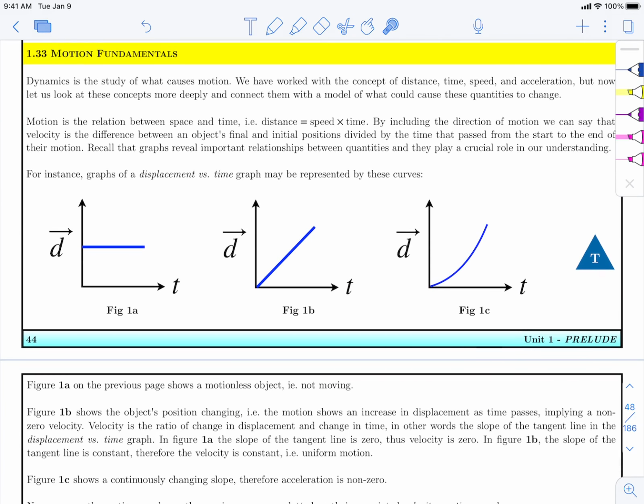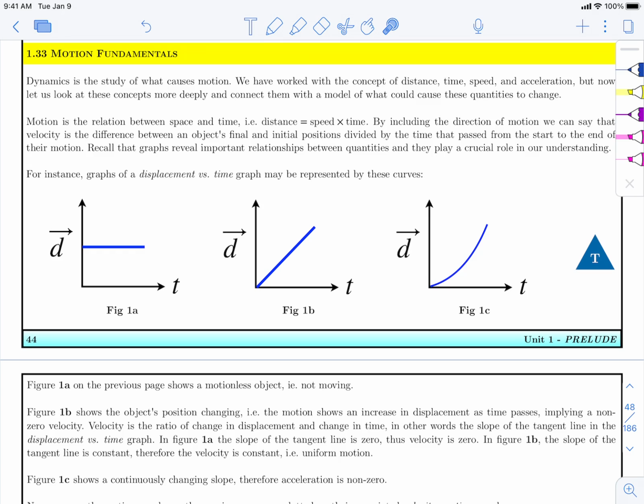Motion Fundamentals. Dynamics is the study of what causes motion. We have worked with the concept of distance, time, speed, and acceleration. But now, let us look at these concepts more deeply and connect them with a model of what could cause these quantities to change. Motion is the relation between space and time.